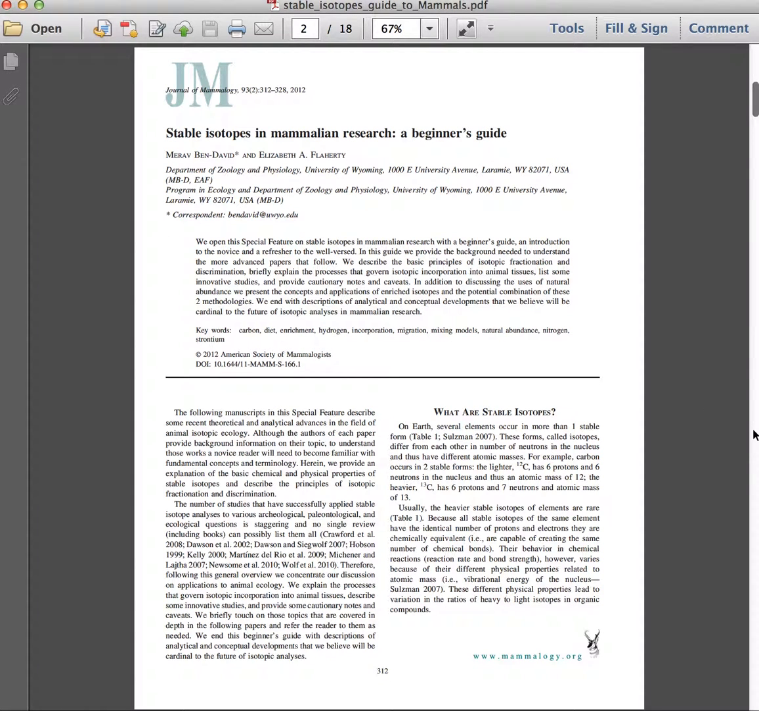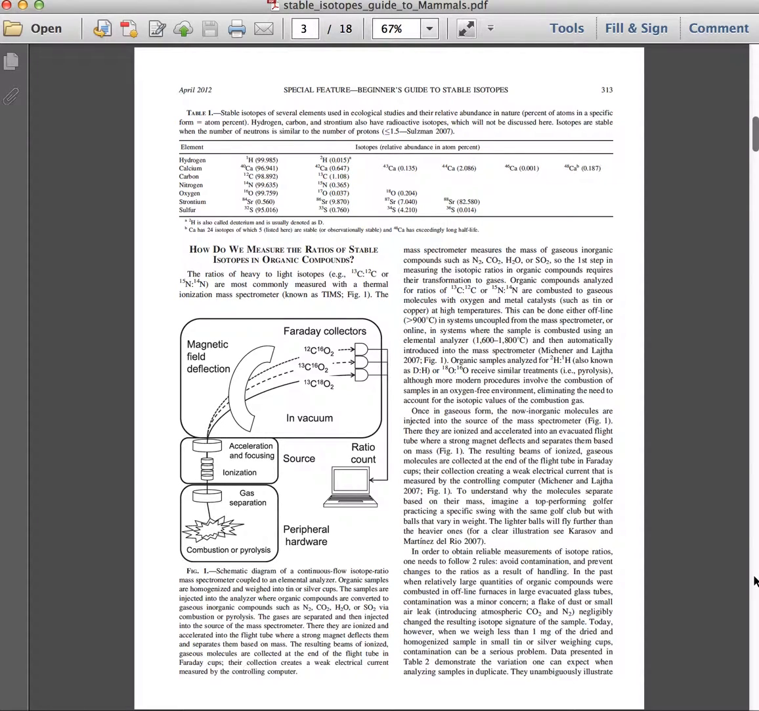Okay, so this is an article in the Journal of Mammalogy from 2012. This is a review article again. In this article, they give you a good review of what stable isotopes are. From your quizzes, I suggest that you do go ahead and read this part of the paper. What are stable isotopes? This is a great explanation of how you measure the ratios of stable isotopes. So please read this as well.